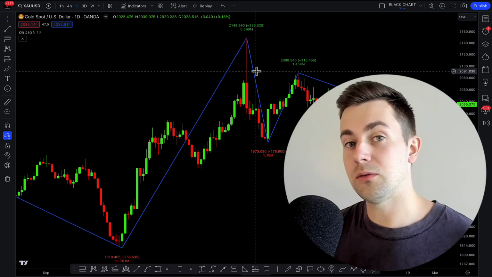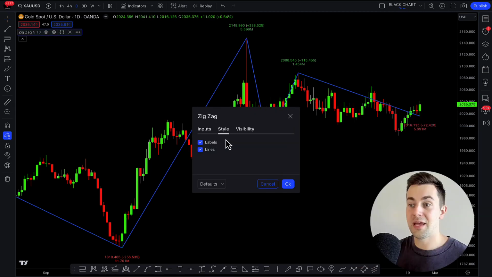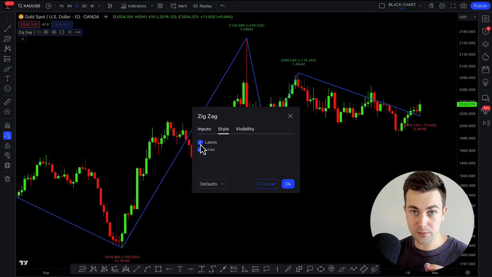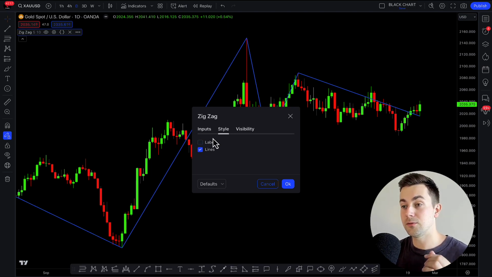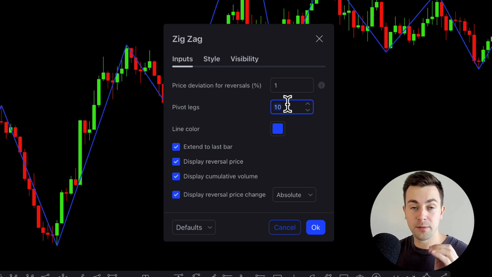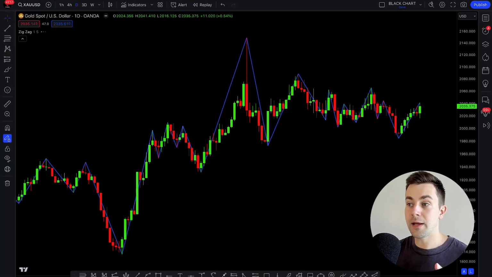After that, you should change the settings of the indicator. In style, I strictly recommend to remove labels because labels really distract. And in inputs, you should change the price deviation. It should be 1, and in pivot legs input 5. So here is how the indicator should look like.